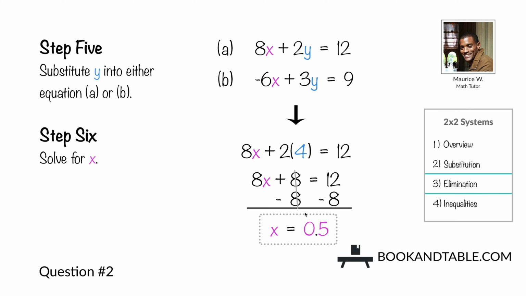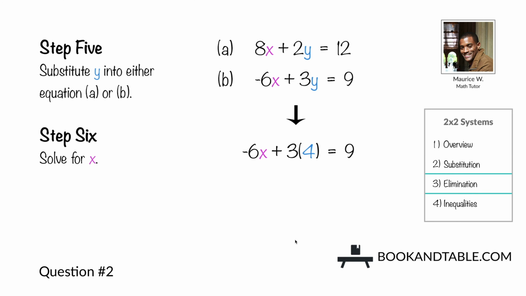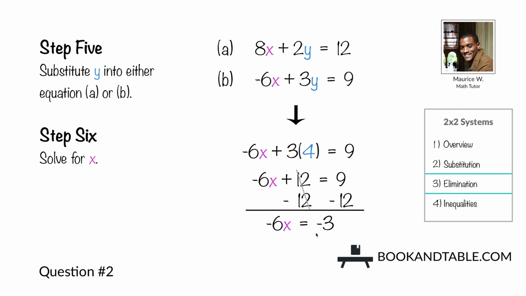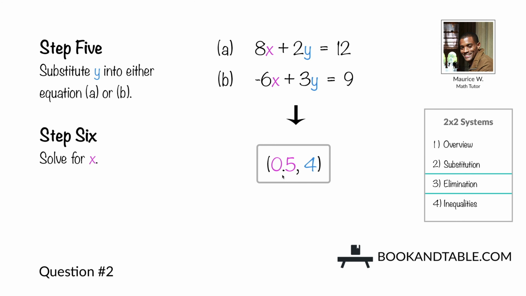If you plugged y into equation B, you would get the same value for x, 1/2. Negative 6x plus 3 times 4 would be negative 6x plus 12 is equal to 9. And now we'll subtract 12 from both sides, leaving us with negative 6x is equal to 9 minus 12, which is negative 3. And to get rid of the coefficient of negative 6, we'll divide both sides by negative 6 to give us x is equal to negative 3 divided by negative 6, which is 1/2. So the solution to question number 2 is x is equal to 1/2 and y is equal to 4.